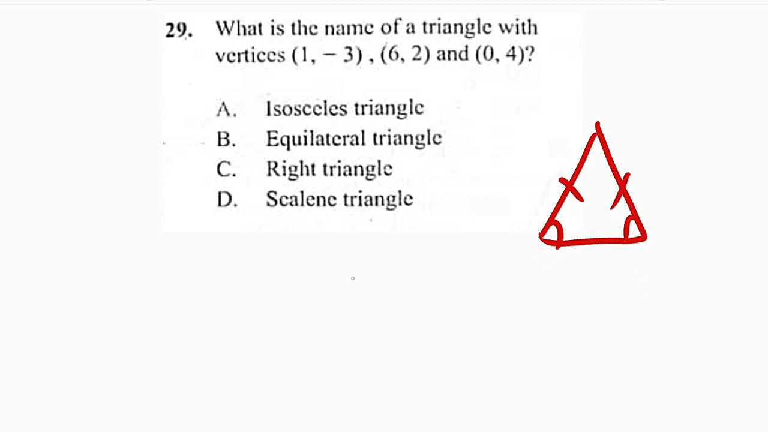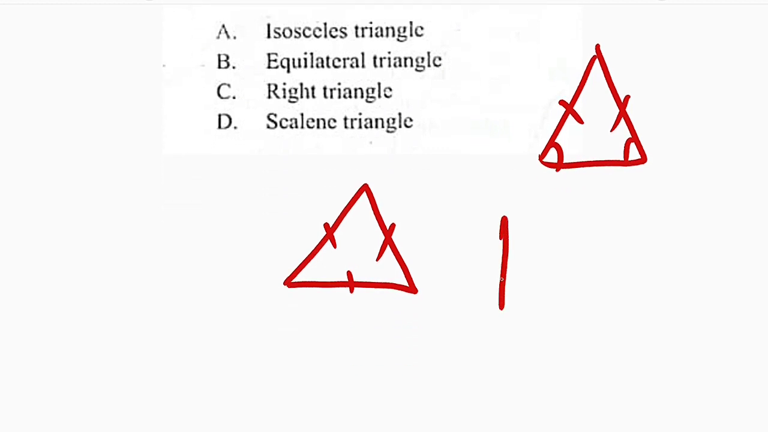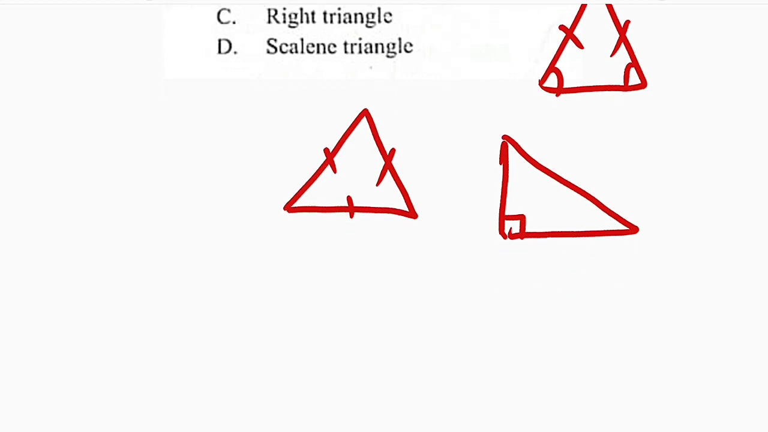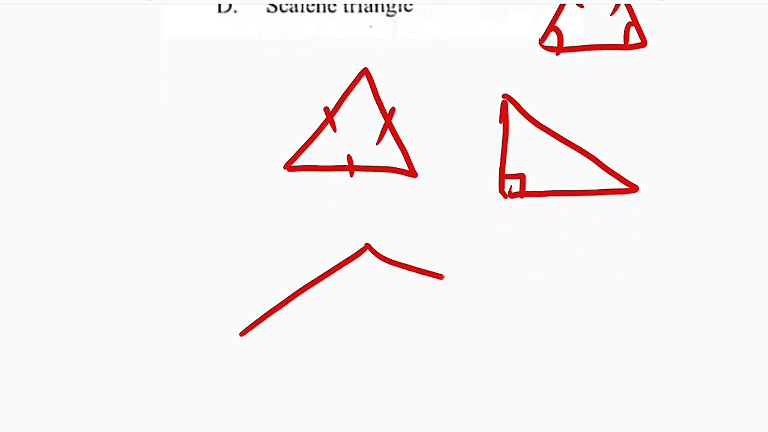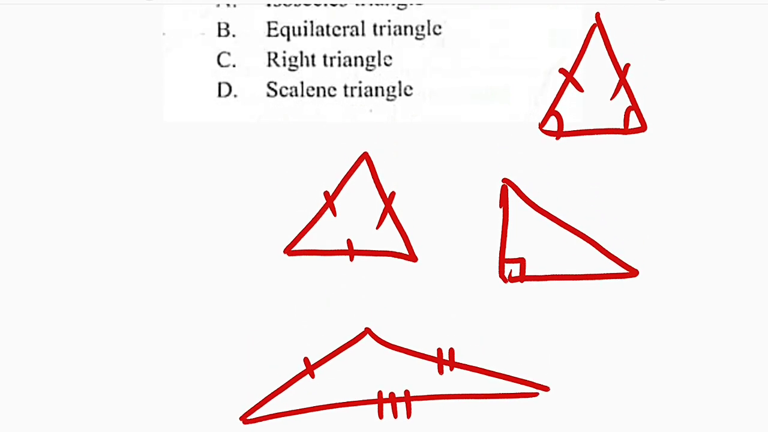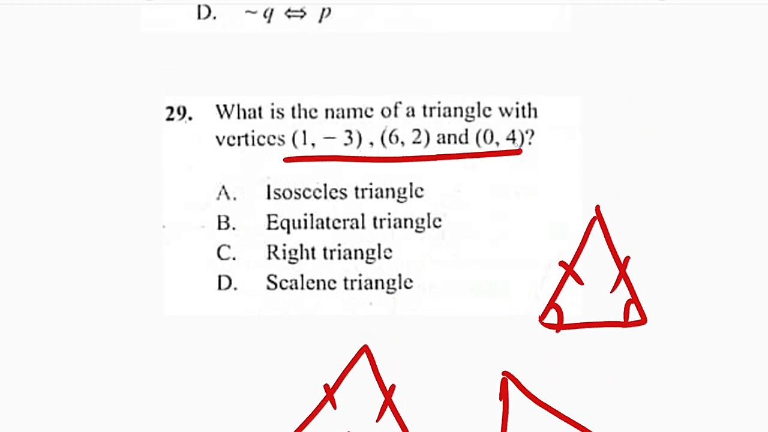We have an equilateral triangle, which is in this form. All the side lengths are equal. We have a right angle triangle, which contains an angle of 90 degrees. And we have scalene, which is something like this. In a scalene triangle, there is nothing that is equal. All the sides are entirely different, and all the angles are entirely different. So let us find out which type of triangle this is by finding the side lengths.